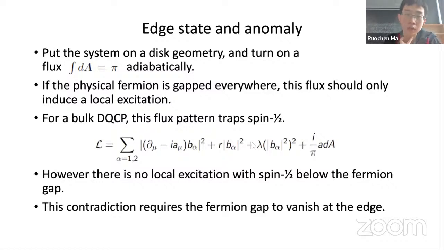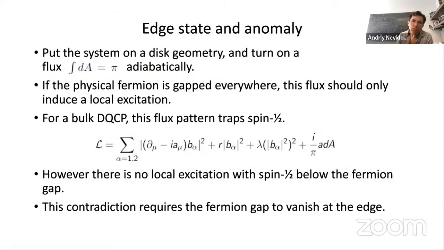So this is a contradiction. There must be something wrong with our assumption. And the contradiction requires that the fermion gap must vanish at the edge, such that this flux pattern is visible by the edge fermion.